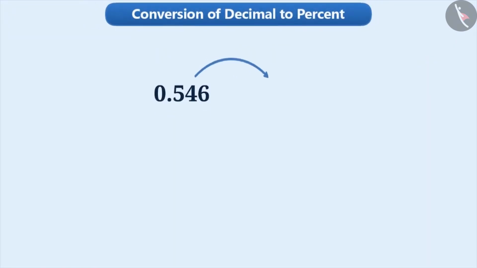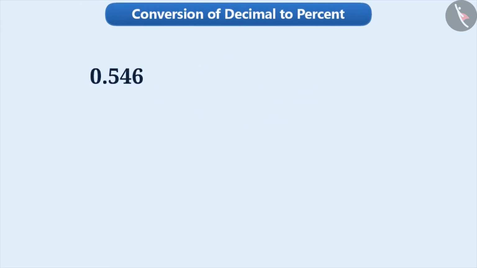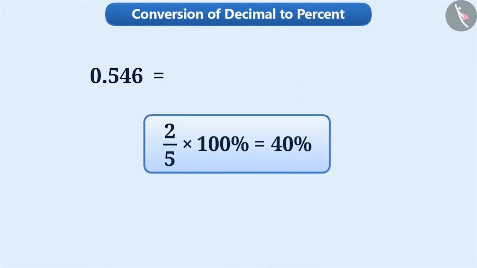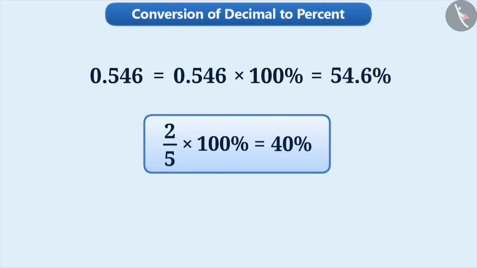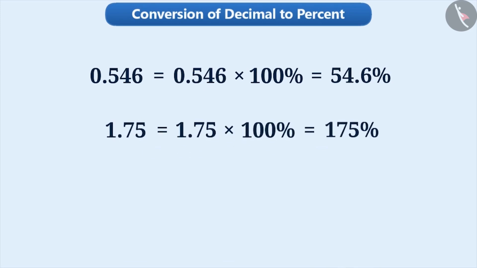Now let's learn the conversion of decimal to percent and vice versa. Suppose we have to express 0.546 in percentage. Just as we multiplied 100% to convert a fraction into percentage, in the same way, we will multiply decimal numbers with 100% to convert into percentage. So, 0.546 is equal to 0.546 into 100%, which is equal to 54.6%. Similarly, we can write 1.75 as 1.75 into 100%, which is equal to 175%.